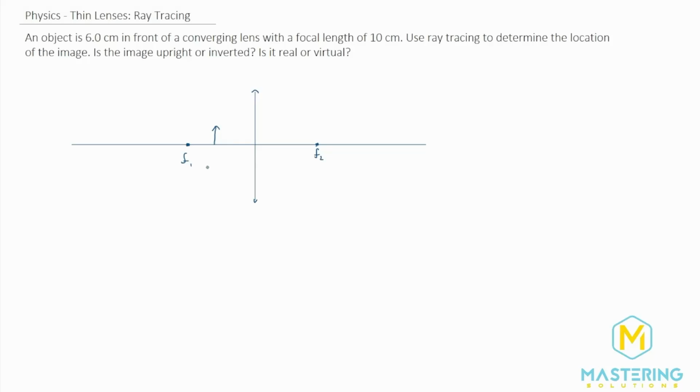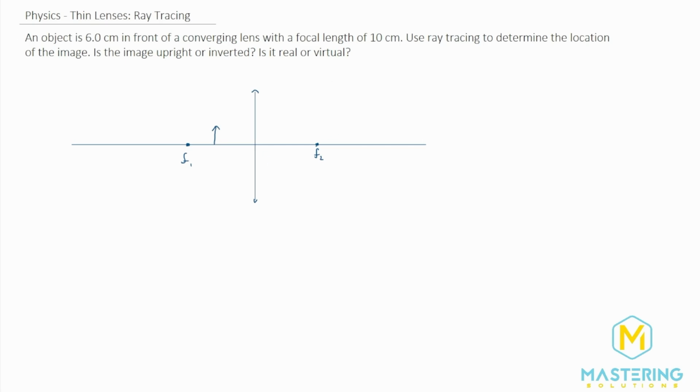Welcome to Mastering Solutions. I've drawn the picture of what's happening in our question, and they want us to use ray tracing to figure out the location of the image and if it's real or virtual, and upright or inverted. If you were really precise and drew this to scale, you could figure out exactly where it's going to be with a numerical value. We're not going to be that precise here, so I'll also show you at the end how to calculate the distance using the thin lens formula.